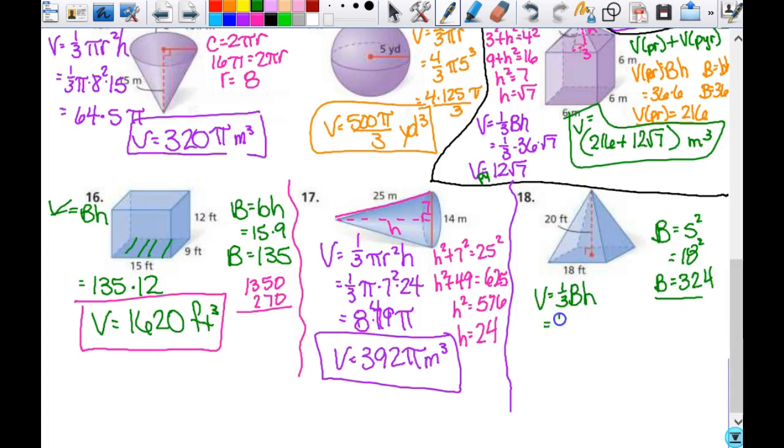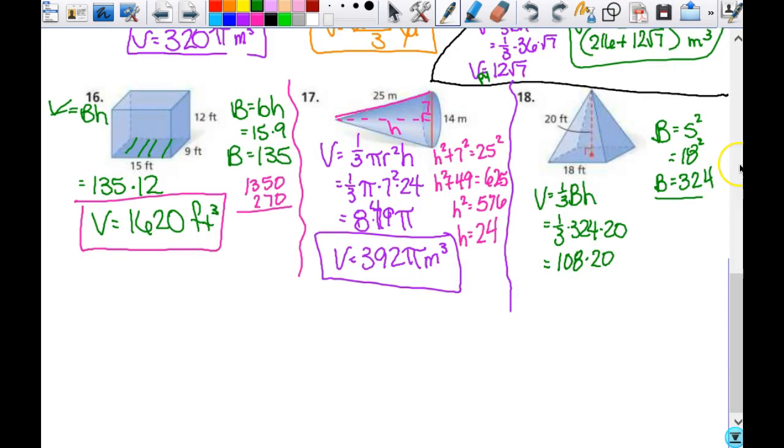And then this gives me 1/3 times 324. I have the height, that's 20. Now, is 324 divisible by 3? Yes, because 18 was from the get-go, so I know that this has to be. So when I do this, what's 1/3 of 324? 108. And be very careful with that, so that you're not trying to put something like 18 or something ridiculous, because that happens, right? Or 28.